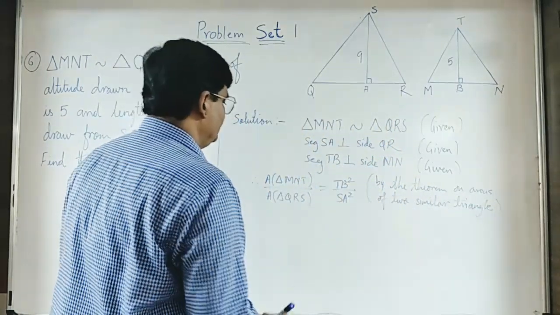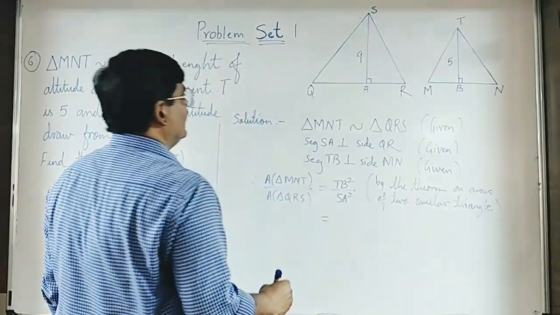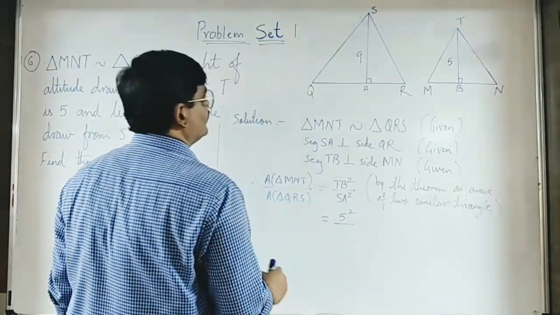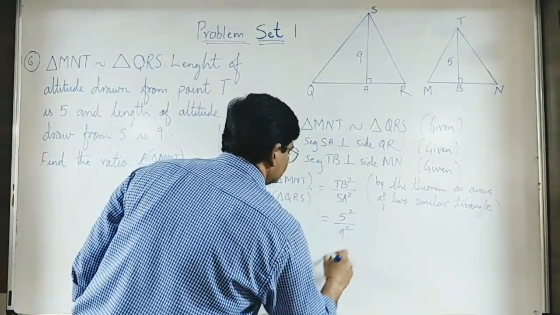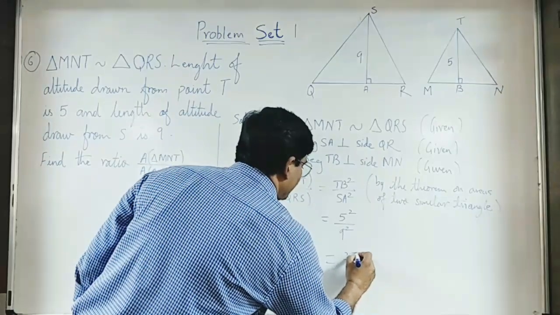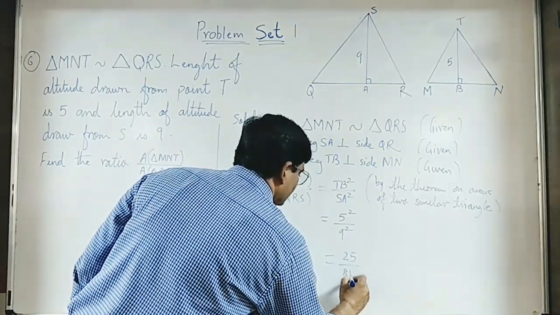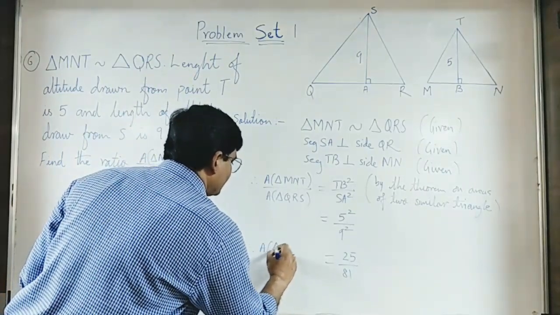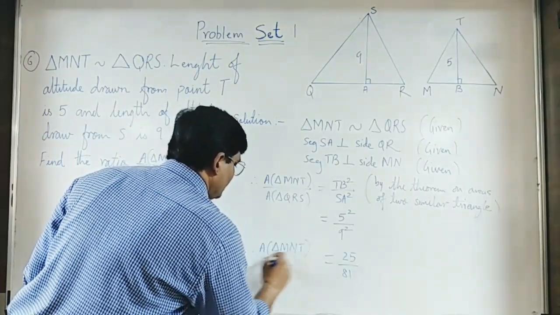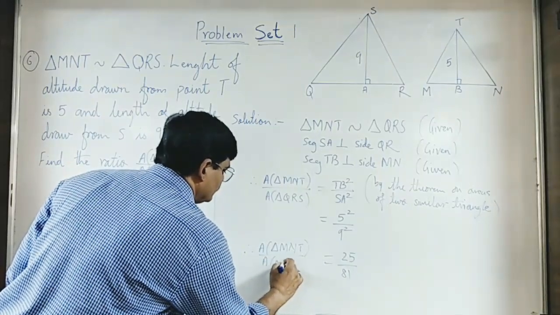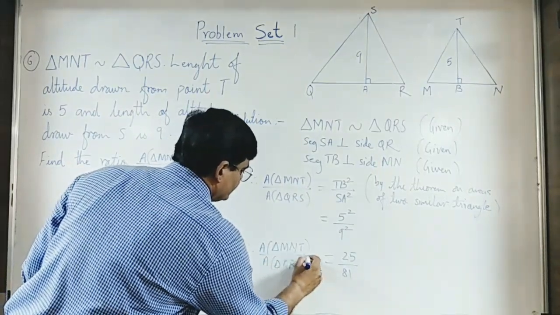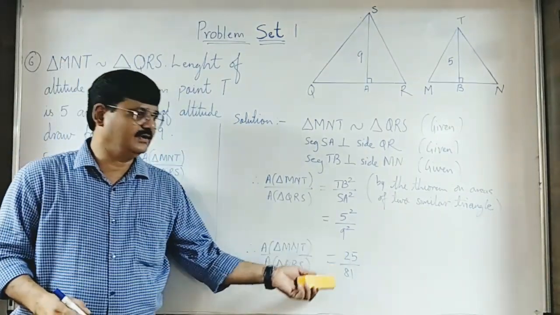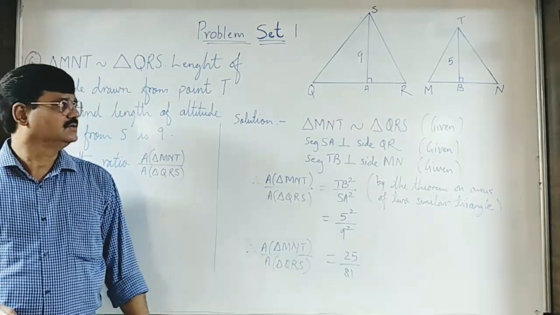Okay. Now you will be having over here, in this case I'll be writing TB square is 5 square and SA square is 9 square. So that comes to something around 25 upon 81. So therefore you will be getting over here area of triangle MNT upon area of triangle QRS. So therefore the ratio will be equal to 25 upon 81, and further calculation is not possible.